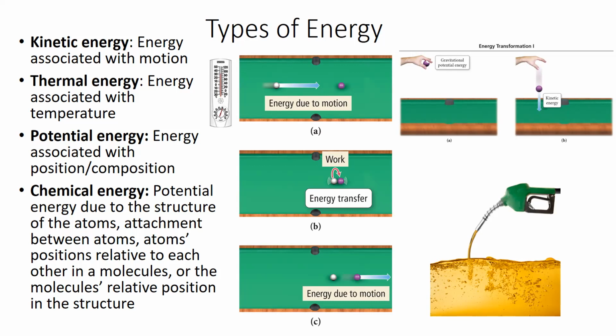So I say there's only 2 types because really thermal energy is a type of kinetic energy and chemical energy is a type of potential energy. But you can make more fine-grained definitions. So an example of each.